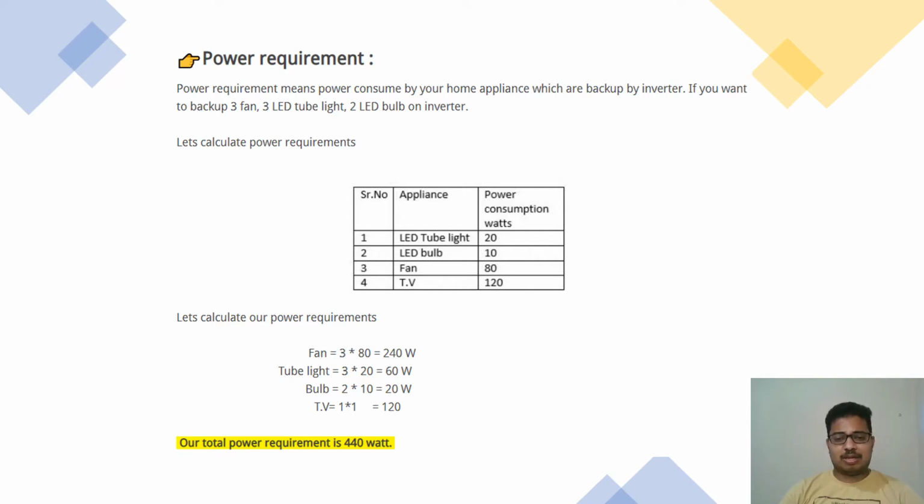These are the most standard ratings available. Generally, for a fan we will say 80 watts. For a bulb we will say 20 watts. If it is a small LED bulb, it means 10 watts. Generally, people will say fan and light have 100 watts in a general sense. TV I kept 120 watts. Your TV may consume less or more, that depends. Please check that. So these are the numbers: 3 fans, 3 lights, 2 bulbs, and 1 TV. Together they contribute 440 watts. So we need 440 watts of power backup.